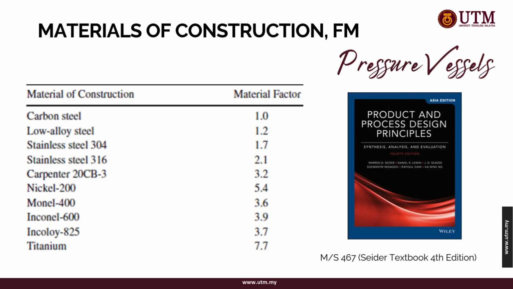Okay, for the next one, the material of construction represented by FM. The material factor is used to determine the cost, as it varies based on the material chosen. So here is a table showing different materials and their factors. For example, carbon steel has a factor of 1, which is the baseline. The choice of material will directly impact the overall cost of the pressure vessel, and selecting the material is very important for cost and performance.